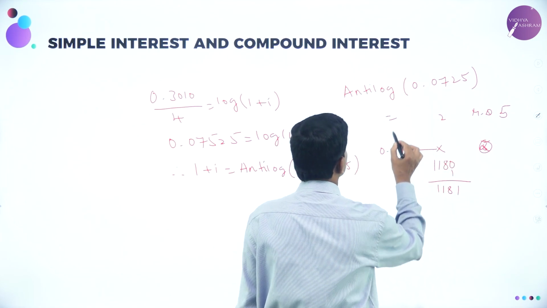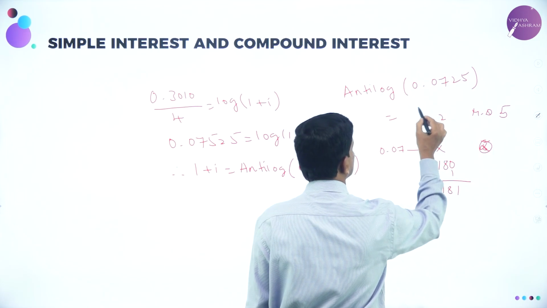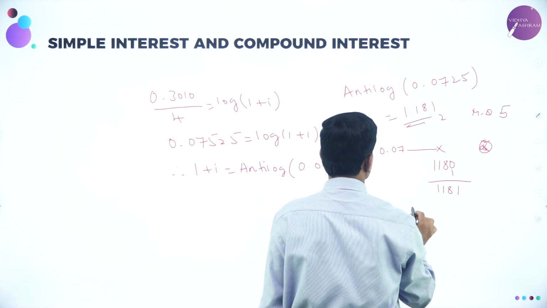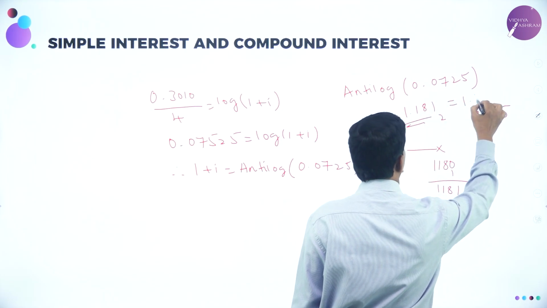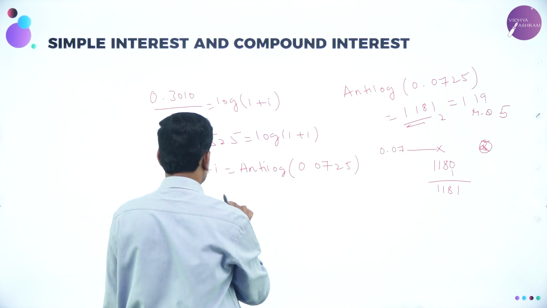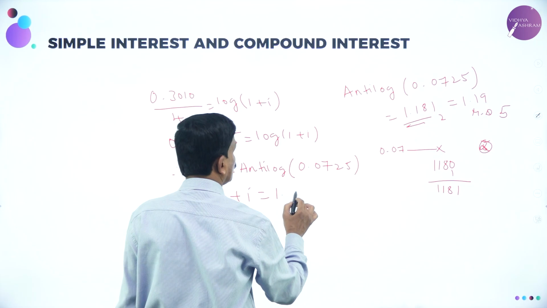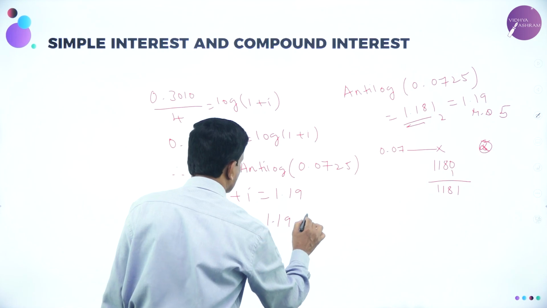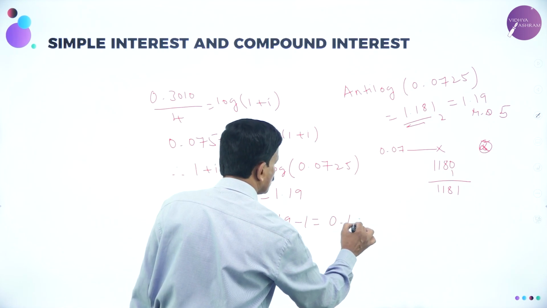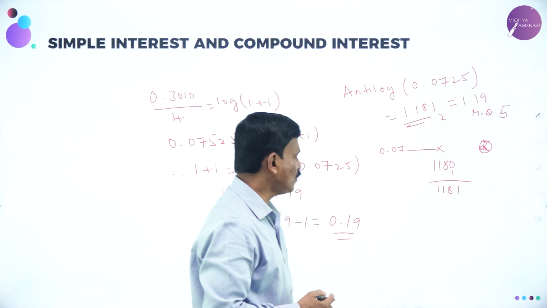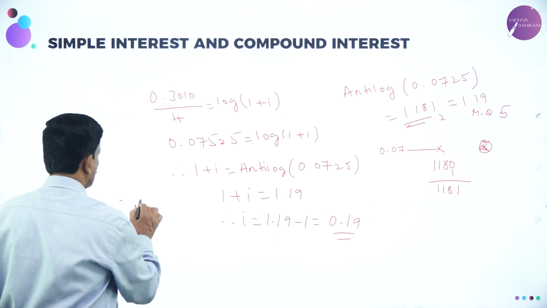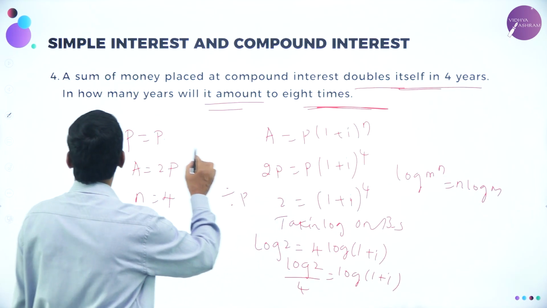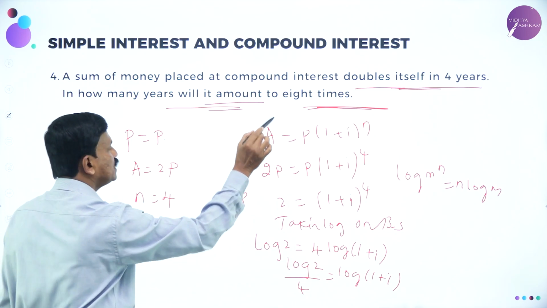Since it is 0.0, this is 1.181, which is nearly equal to 1.19. Therefore, 1 plus I is equal to 1.19. And what is the value of I? I is equal to 1.19 minus 1 is equal to 0.19. That's it. This is the value of I. Now for the second part: in how many years will it amount to 8 times?